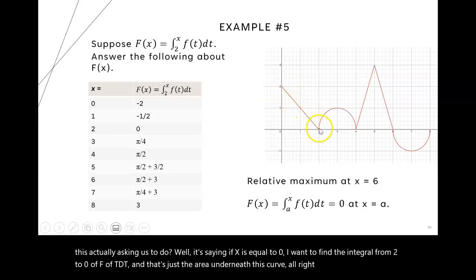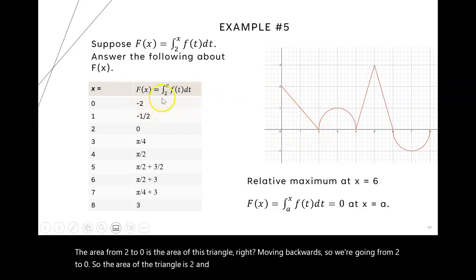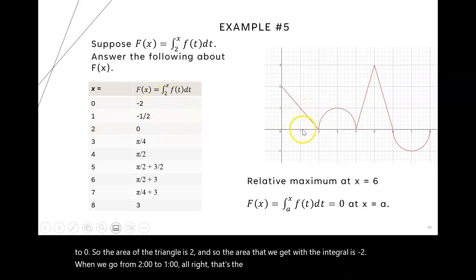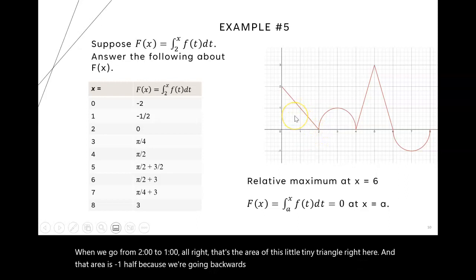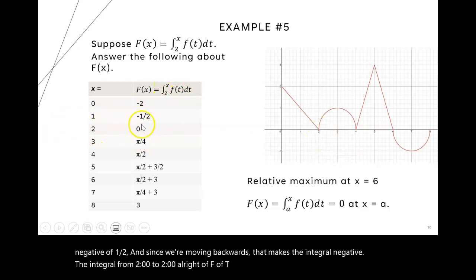I want you to notice the area from 2 to 0 is the area of this triangle, moving backwards. So we're going from 2 to 0. The area of the triangle is 2, and so the area that we get with the integral is negative 2. When we go from 2 to 1, that's the area of this tiny triangle right here, and that area is negative 1/2 because we're going backwards from 2 to 1 with a triangle area of 1/2. Since we're moving backwards, that makes the integral negative. The integral from 2 to 2 of f of t dt is just 0. That's saying find no area between 2 and 2.